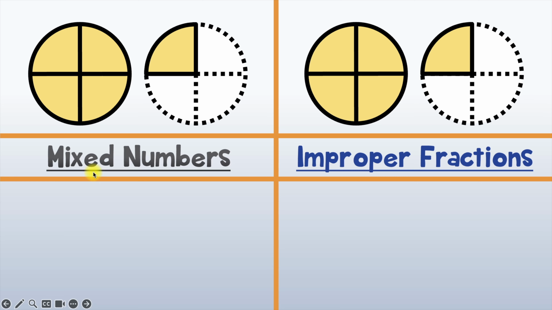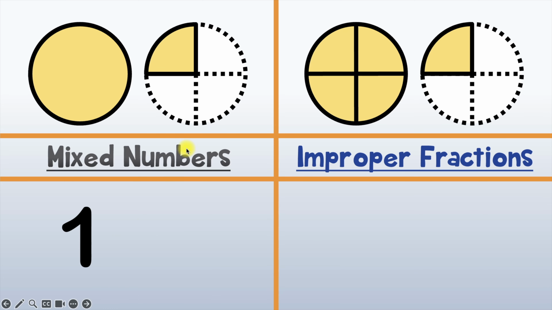With that being said, let's represent this using mixed numbers. Well, this first circle has 1, 2, 3, 4 total pieces. And out of the 4 total pieces, all 4 of them are shaded. As a fraction, we would represent that as 4 out of 4. But since we're using mixed numbers, since it's just one whole, we can represent it using the whole number 1.